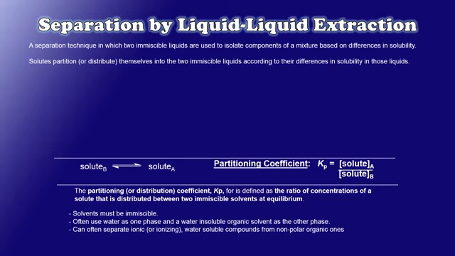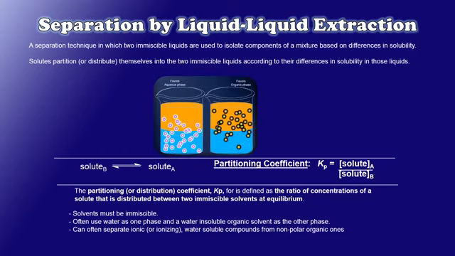It's essentially a technique in which two immiscible liquids are used to isolate compounds from one another based on their solubilities. Because the solutes partition or distribute themselves between those phases, we can mathematically model exactly how much accumulates in each layer using an equilibrium constant, which we call the partitioning coefficient. So in this case, a partitioning coefficient is simply an equilibrium constant for the concentration of a solute in one solution and the concentration in another.